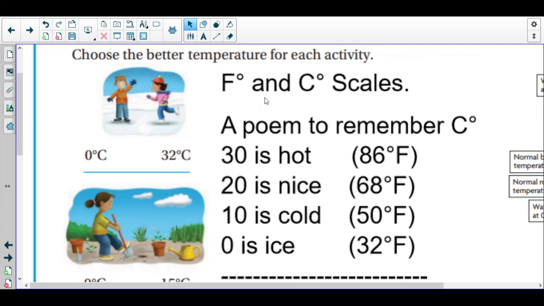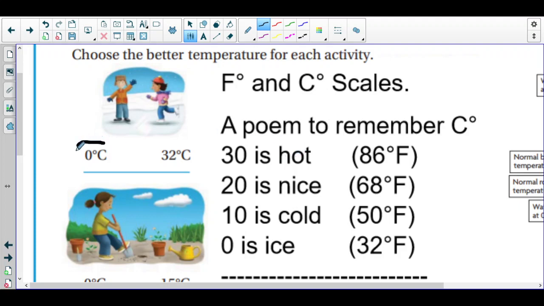Choose the better temperature for the activity. Well, they're out on the ice. Looks like they're skating, having a grand time. It's not going to be 32 degrees Celsius. Now, 32 degrees Fahrenheit? Sure. 32 degrees Celsius, man, that's going to be just over 86 degrees because remember, 30 is hot.